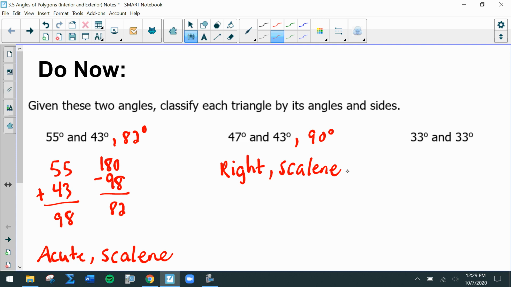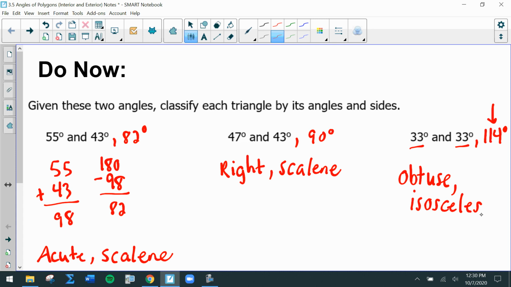So for the third one, when you add 33 and 33, you get 66. So the third angle is 114 degrees. And so you know that 33 and 33, it's isosceles, but we also have this obtuse angle. So we have an obtuse isosceles triangle here.